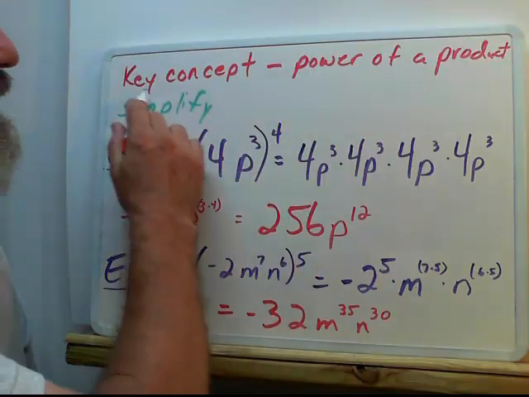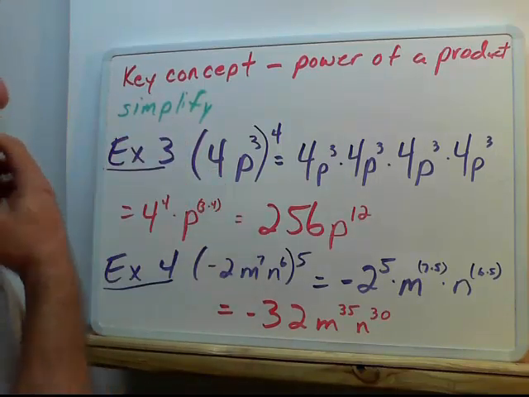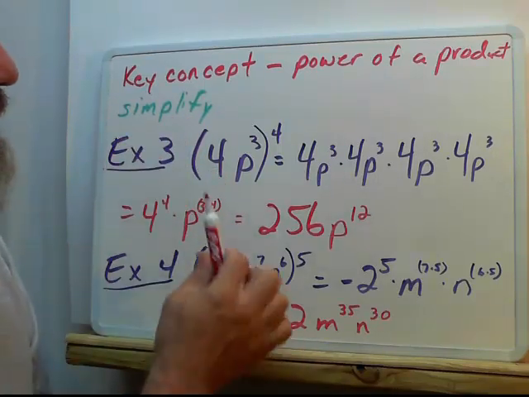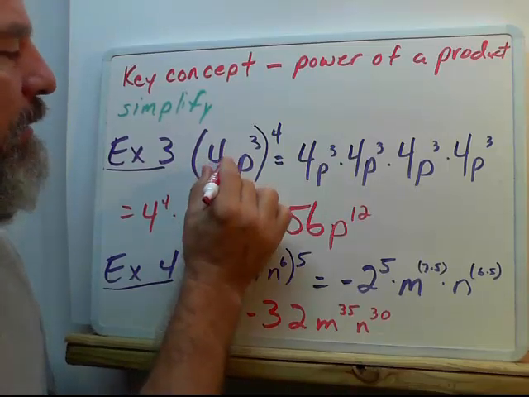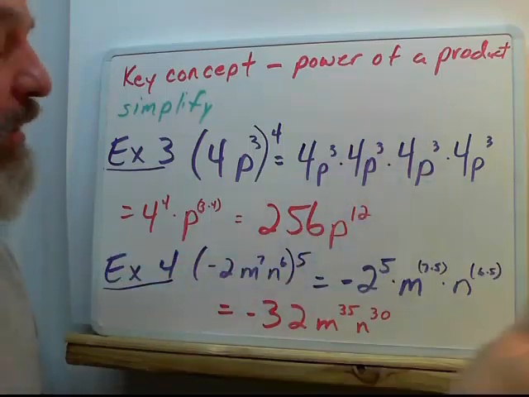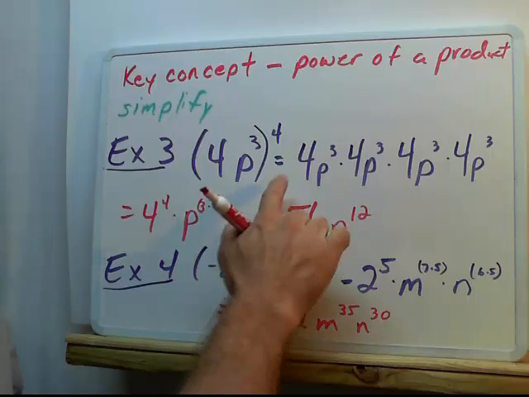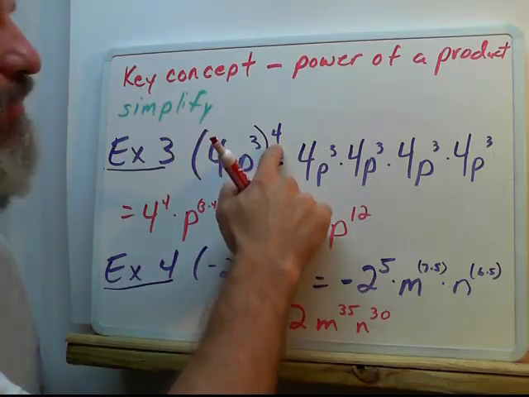Okay, once again, we have another key concept. Make sure the power of a product gets put in your notes so that you can refer to it later. Again, our instructions are to simplify. So in this case, the way I want you to see this is 4 times p to the 3rd power. If we were to write this out really longhand, we could put 4 times p times p times p, and then we'd have to do that same group 4 more times.